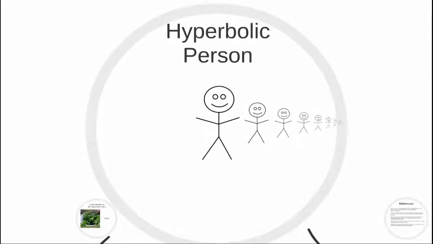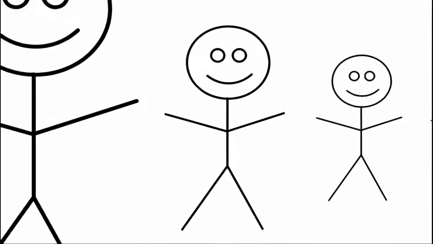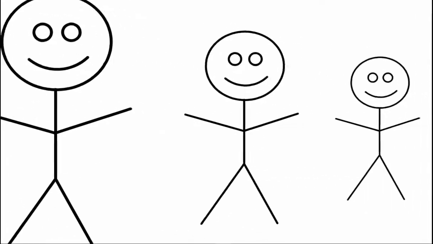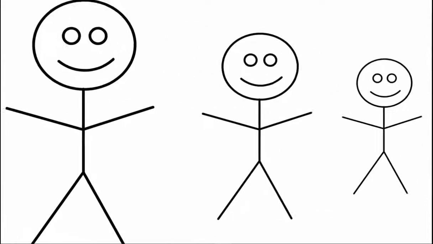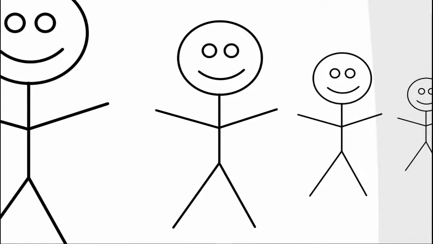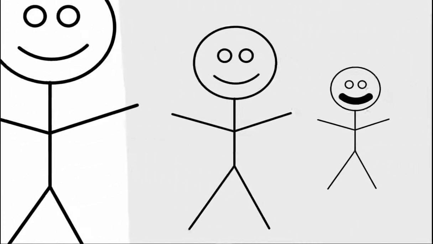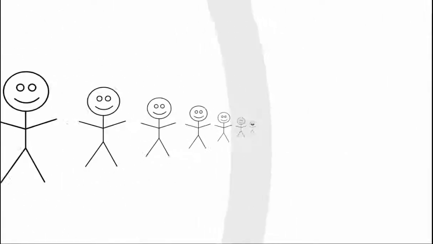So as we move forward, we can see our hyperbolic person take a walk, and as we approach the edge of the circle, they're actually staying the same size as you move along, but it's approaching infinity, and then you eventually get to a happy ending.